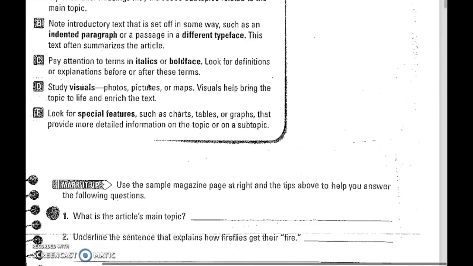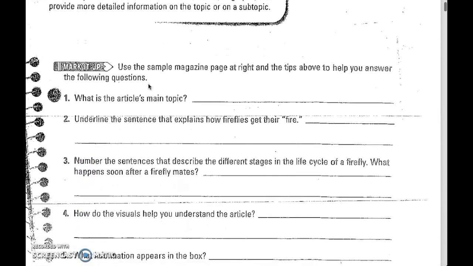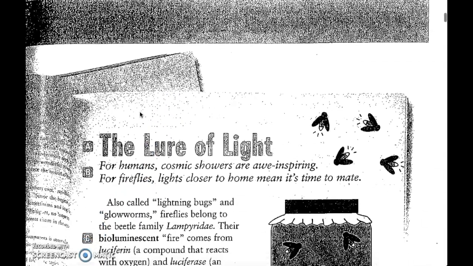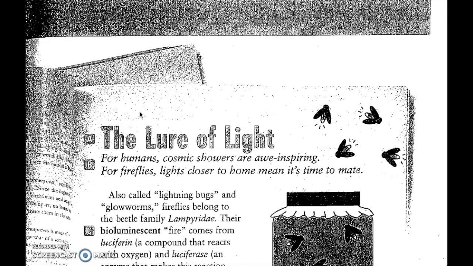And the questions you'll be asked at the end of the article include: What is the article's main topic? Underline the sentence that explains how fireflies get their fire. Because we're doing this through EdPulse, you won't underline, but instead you will just write it out, so you have to find it. Number the sentences that describe the different stages of the life cycle of a firefly. What happens soon after a firefly mates? How do the visuals help you understand the article, and what information appears in the box? So let's take a look at the article titled "The Lure of Light."